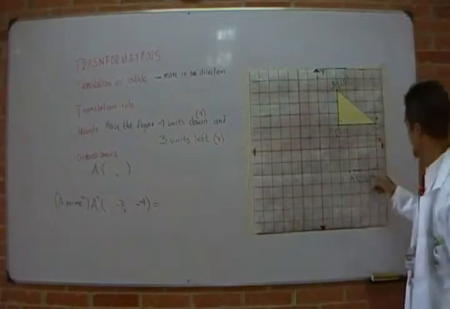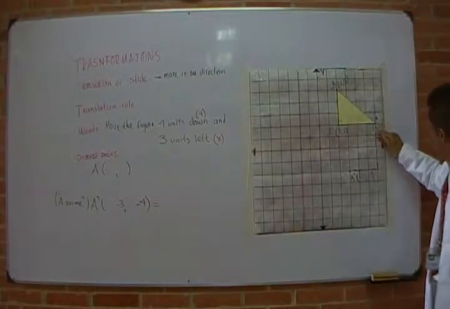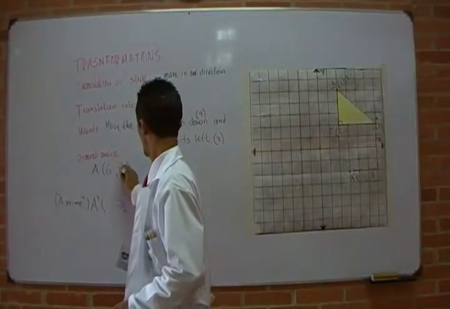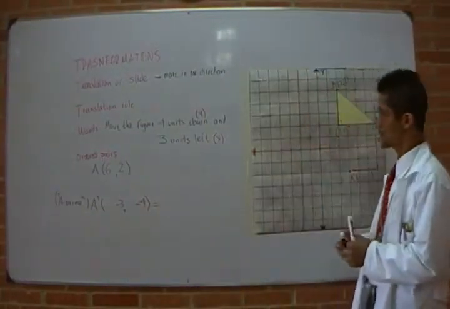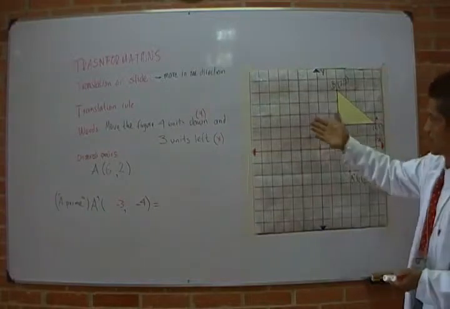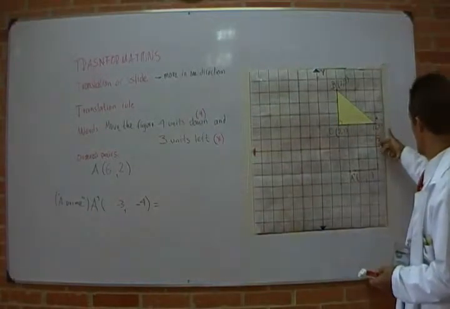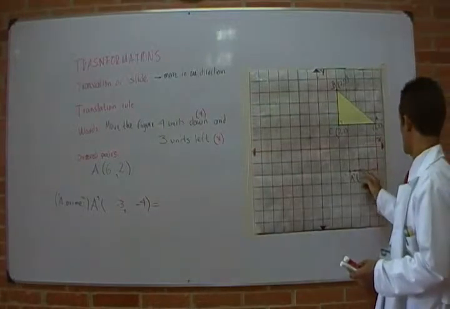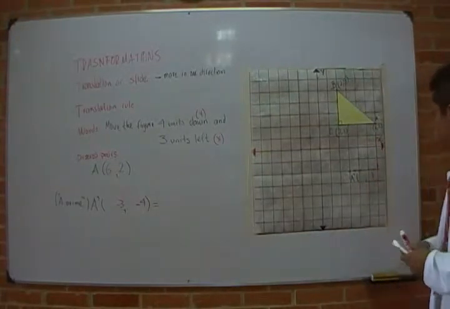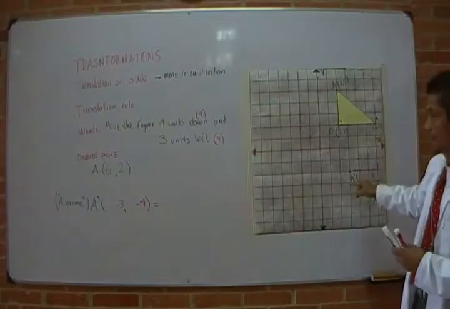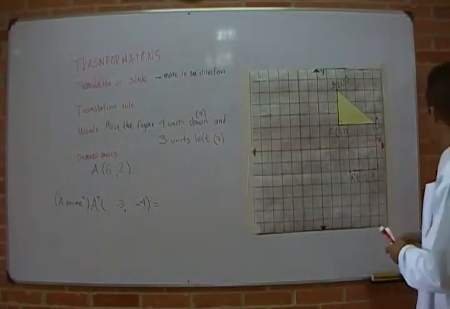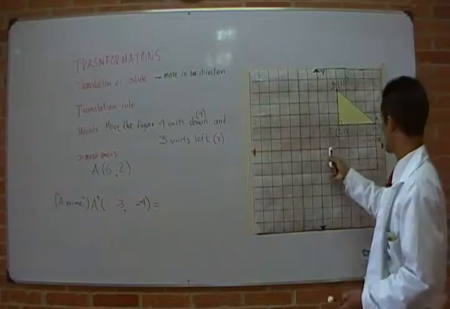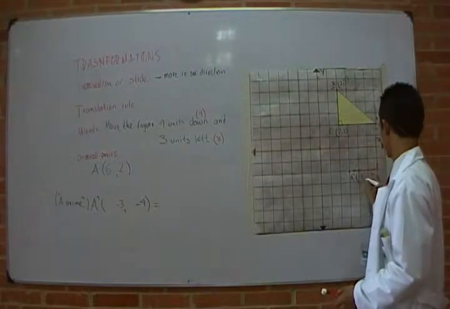In this case, if I take the coordinates of A, which are 6, 2, and I follow the translation rule, I will move down 4 units according to what it says there. So 1, 2, 3, 4 units down and 3 units left. 1, 2, 3 to the left. I can see that the coordinates of A prime would be 3, negative 2.